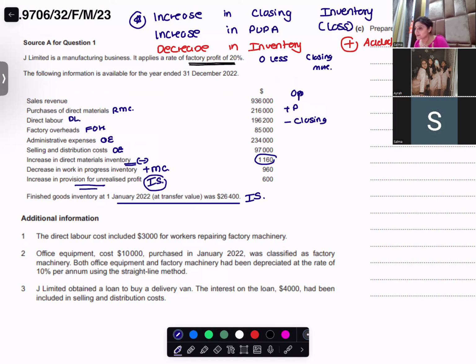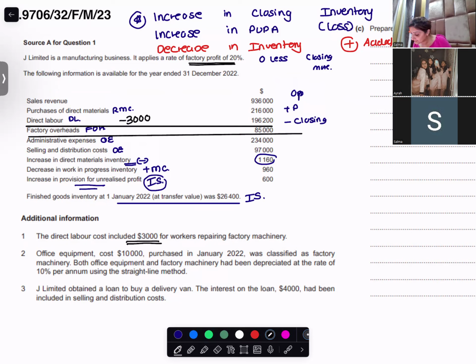Direct labor. Can you read this, please? The direct labor cost included $3,000 for workers repairing factory machinery. So this has factory overheads included. Your direct labor has factory overhead included. So you'll minus it and add it to factory overheads. Minus 3,000 over here, and in the factory overheads you're going to add 3,000. Yes, adjustment done.